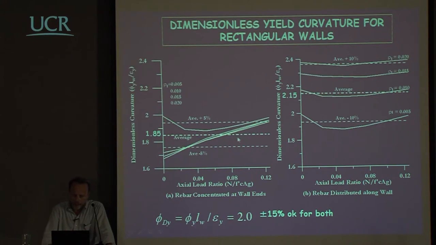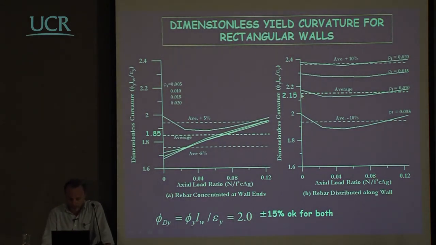And we consider two cases. One case where the reinforcement is concentrated at the wall ends, and in the other case, the reinforcement is distributed along the width of the wall. We found something rather interesting. We see that the results that we obtained are all rather close to the usual expression, the expression where we say that the curvature can be calculated considering a value which is in the range of 2.